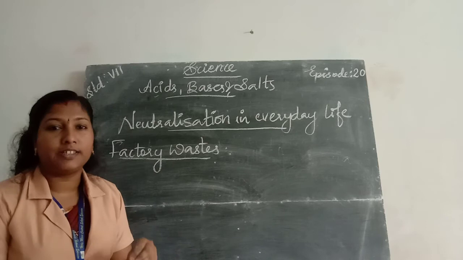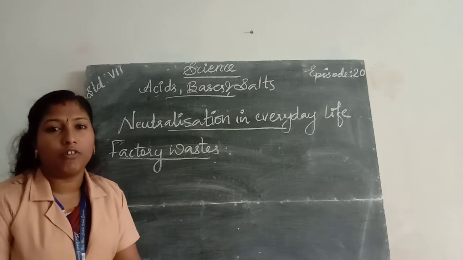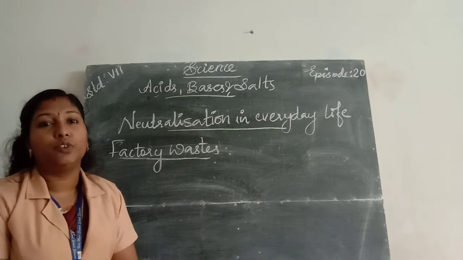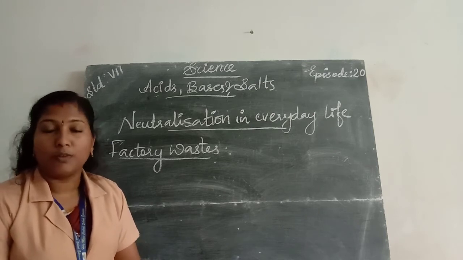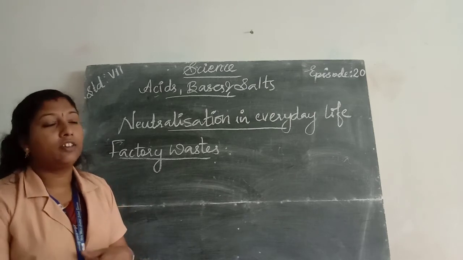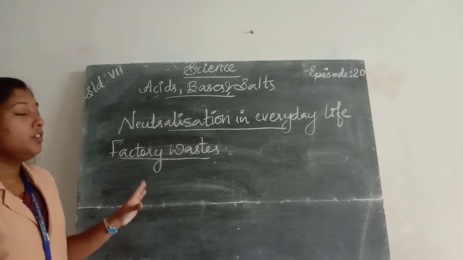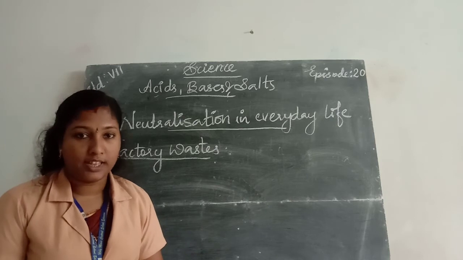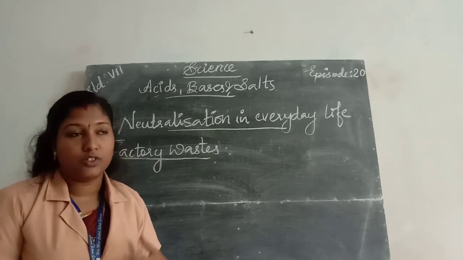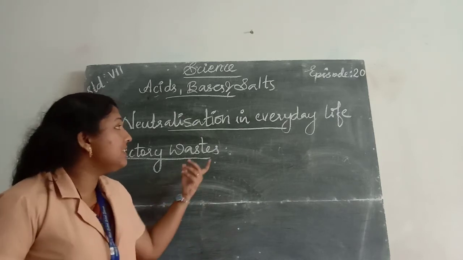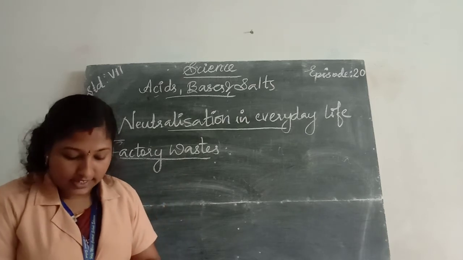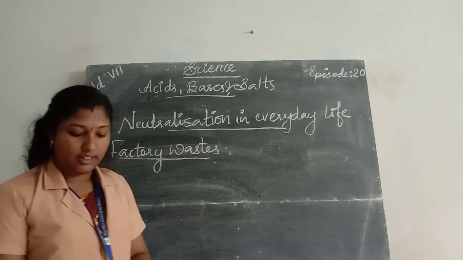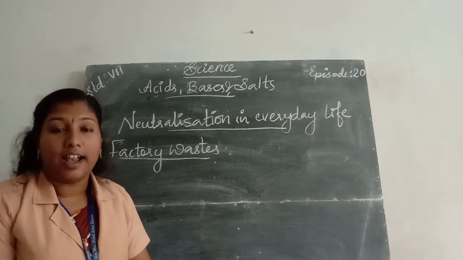It is also very harmful to human beings. So the factory waste is not directly dumped into the water bodies. Because the factory waste contains acids, it is neutralized by adding basic substances.